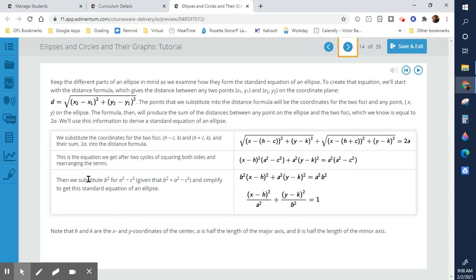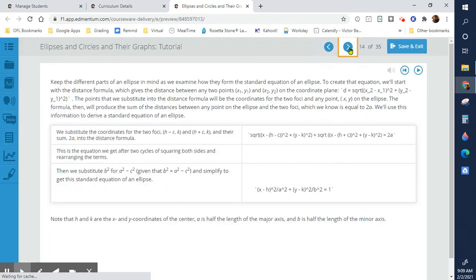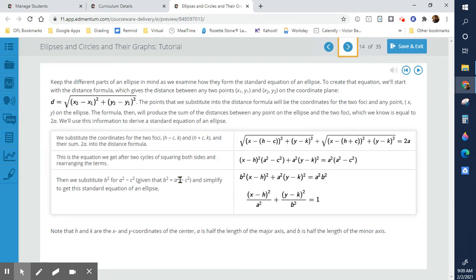All right. And then we're going to substitute in for b squared, we're going to do a squared minus c squared. So a squared and then minus the c squared to figure out this distance of b right here. So this is our c and this is our b squared. So that's just this part right here. Once we substitute those in, we can see that we get this.